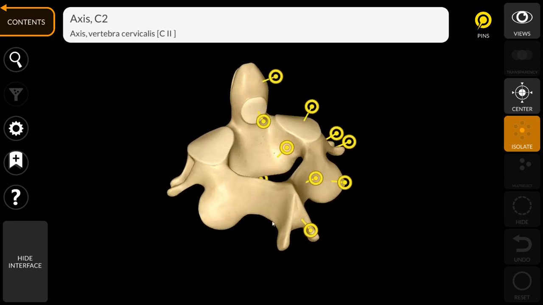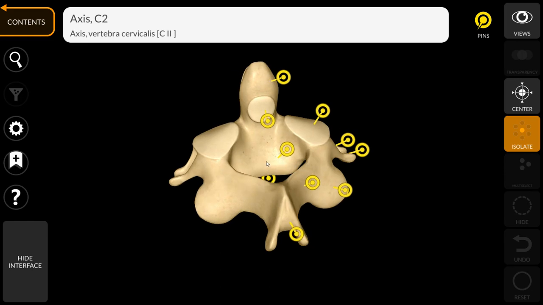But the different thing about this C2, which is known as the axis, compared with the rest of the typical cervical vertebrae, is that C2 has one finger-like projection over here. This finger-like projection is known as the dens, or we can call it the odontoid process.